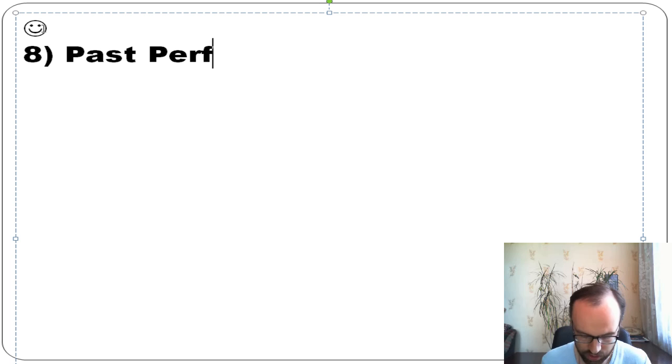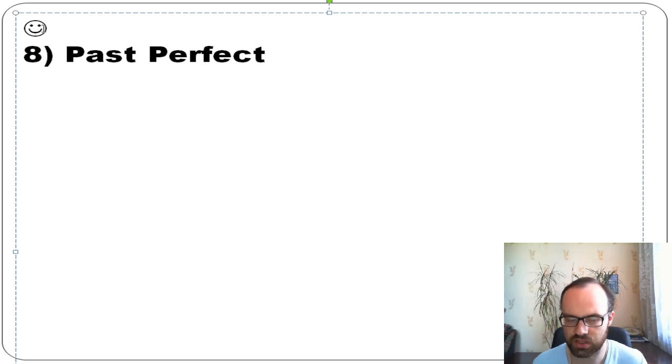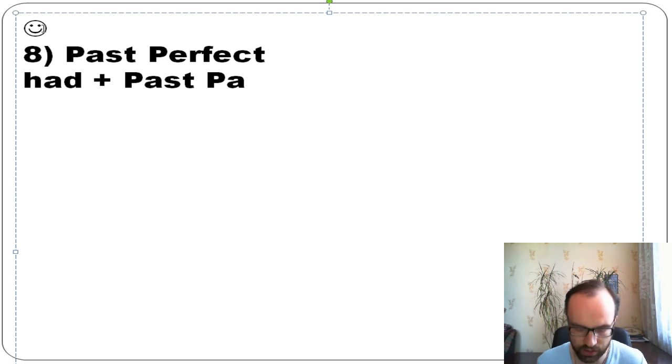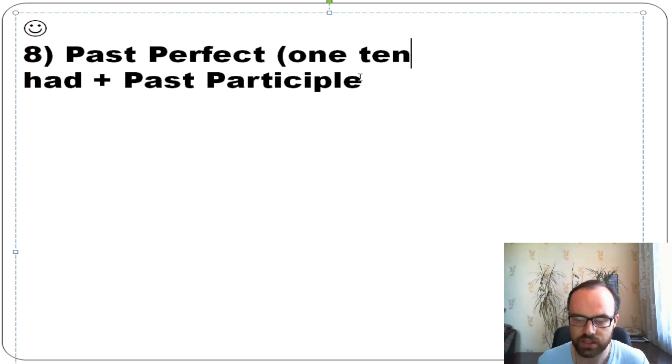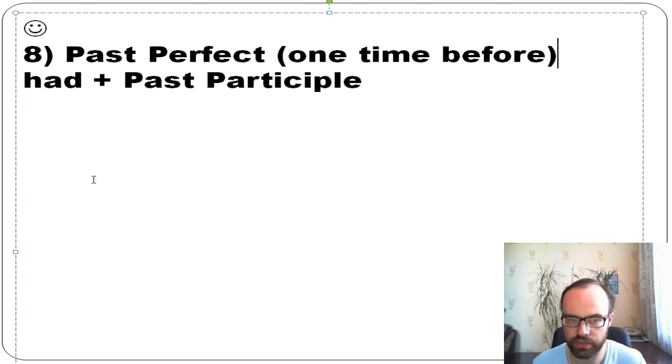Well, to tell you the truth, we don't use this tense in spoken English, so we mostly meet it in books. But anyway, you need to know the main concept of this tense and the formation as well. So, you see, past perfect. So, we talk about the past again, but you know, it's one tense before. It's one time before. So, it's about the past, but one time before.